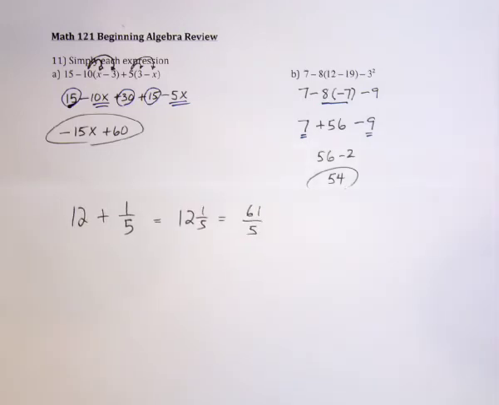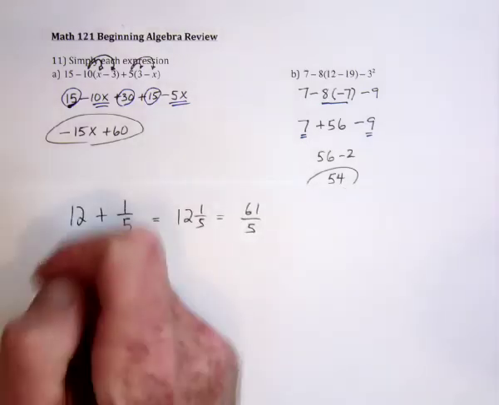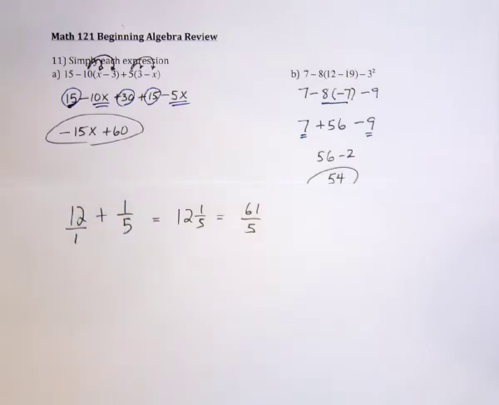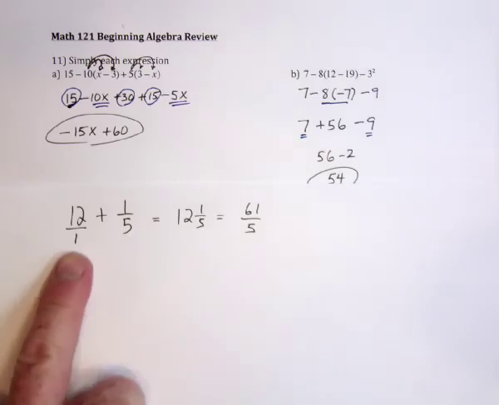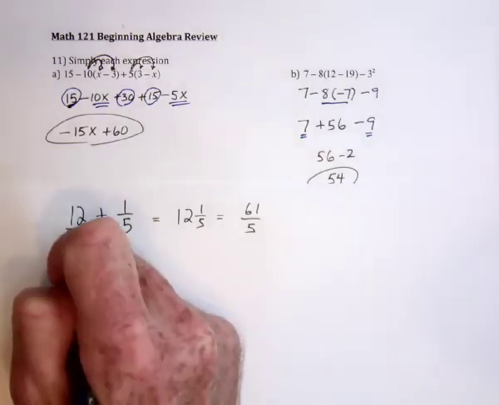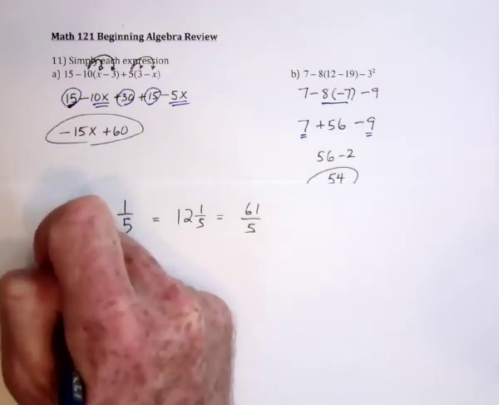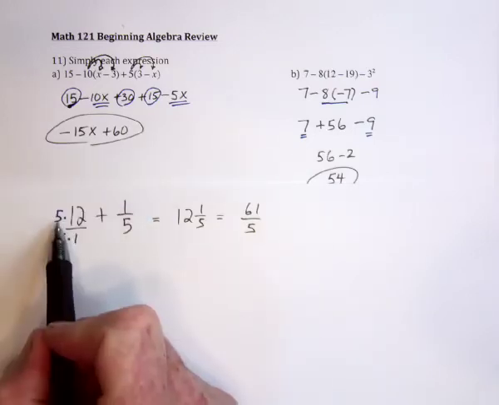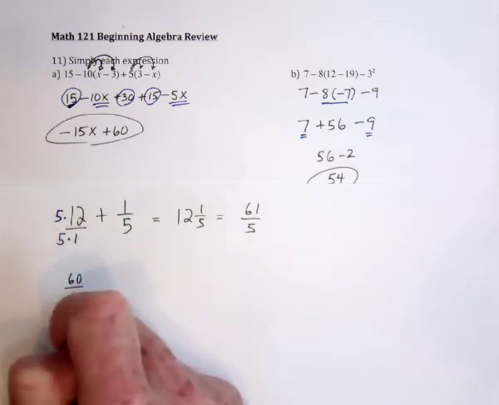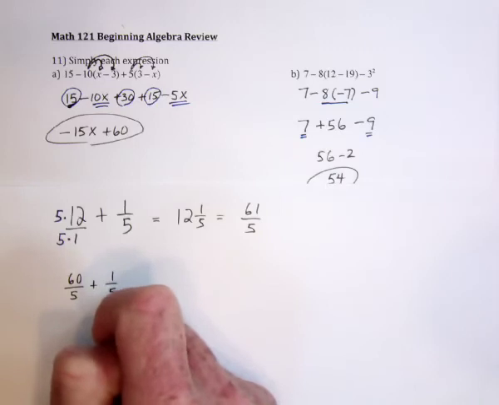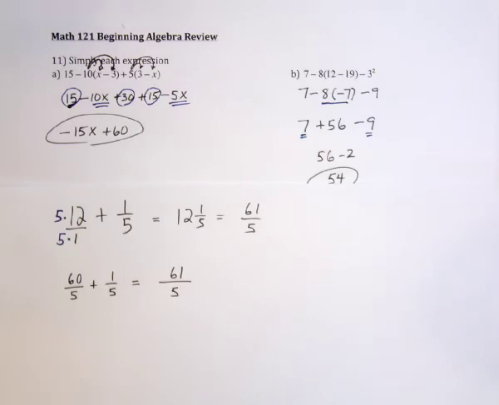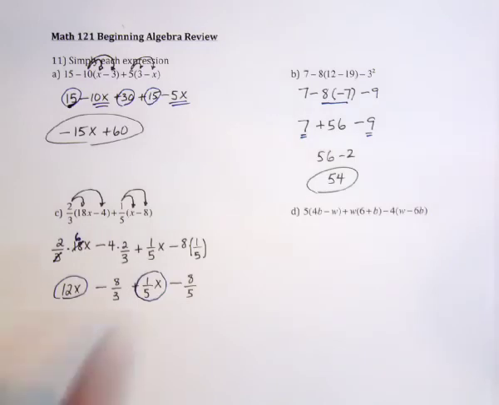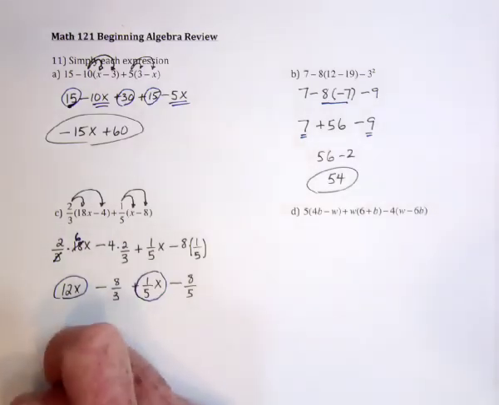Or the other way that you could have done that same thing is you say 12 is 12 over 1. For these two, we need a common denominator, which is going to be 5. So for this one, I have to multiply the top and the bottom by 5. This one would be 5 times 12 is 60 over 5 plus 1 over 5. Means it's 60 plus 1 or 61 over 5. Either way, it's 61 over 5. Now that was for the two x terms. So it's 61 over 5x.